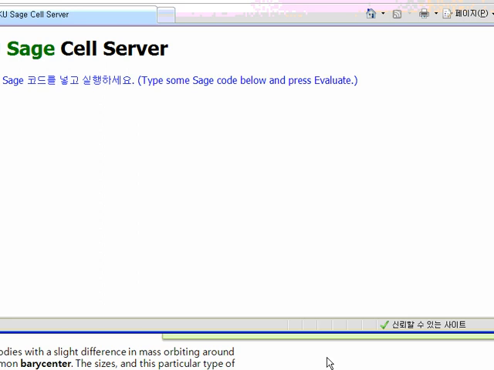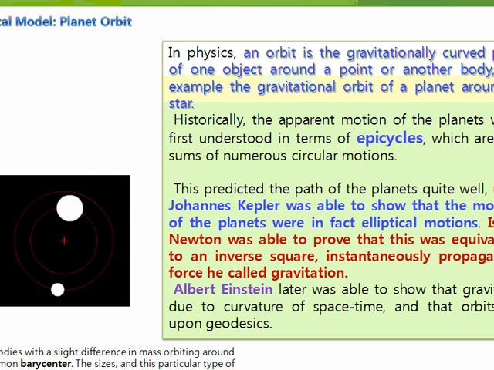Okay, now we start the planet orbit. In physics, an orbit is the gravitational curved path of one object around a point or another body, for example, the gravitational orbit of a planet around a star. Johannes Kepler was able to show that the motion of the planets was, in fact, elliptical. Isaac Newton was able to prove this was equivalent to an inverse square law, which he called gravitation. Albert Einstein was able to show that gravity is due to the curvature of space-time and that orbits lie upon geodesics.